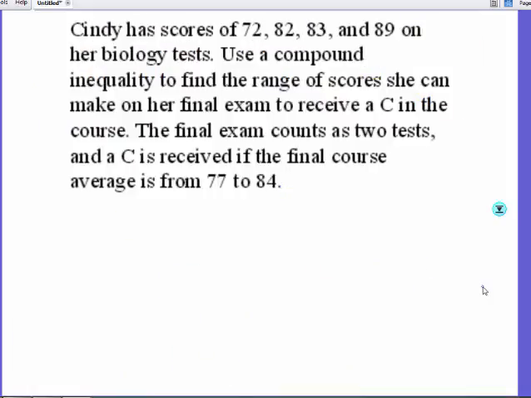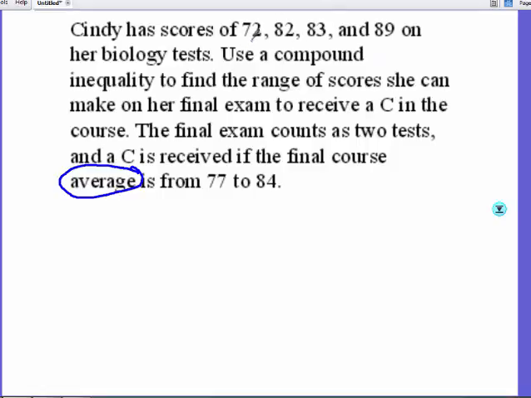The third one here, Cindy has scores of 72, 82, 83, and 89 on her biology test. Use a compound inequality to find the range of scores she can make on her final exam to receive a C in the course. The final exam counts as 2 tests, and a C is received if the final course average is from 77 to 84. That key word, average. How do you find average? Well, you add everything together and divide by how many things there are.